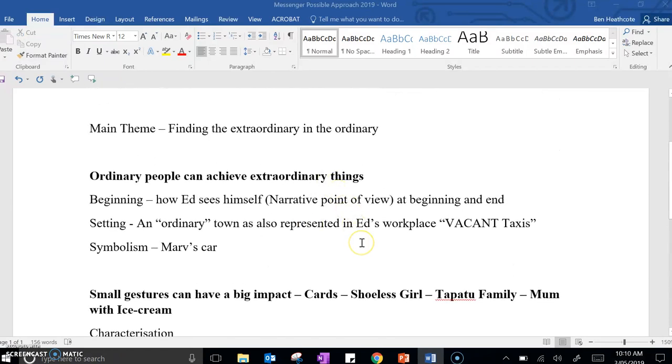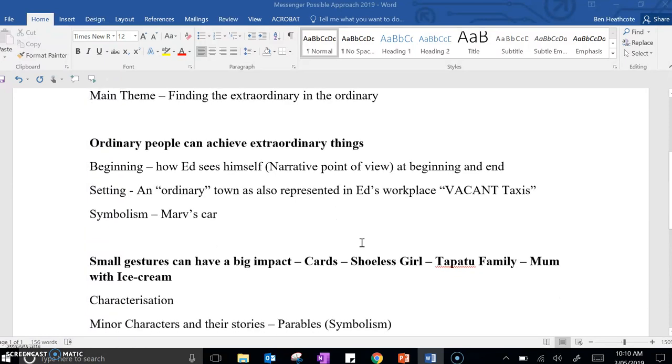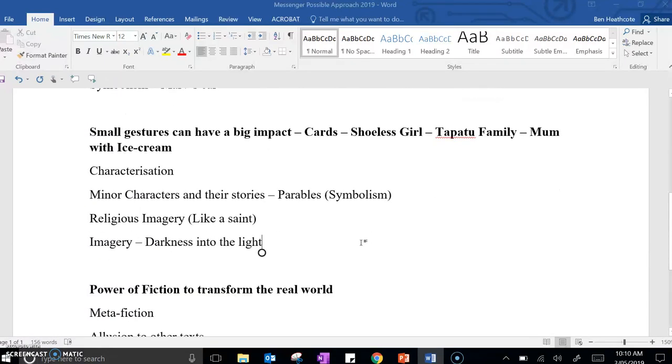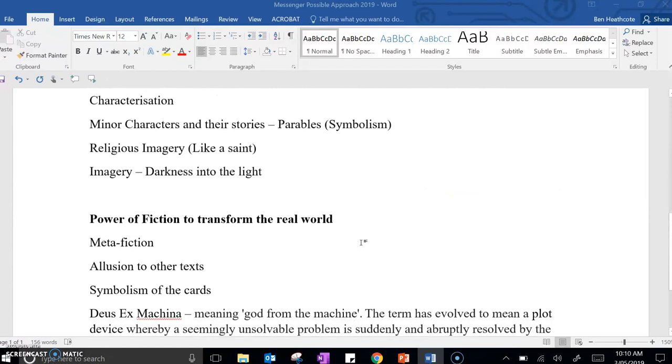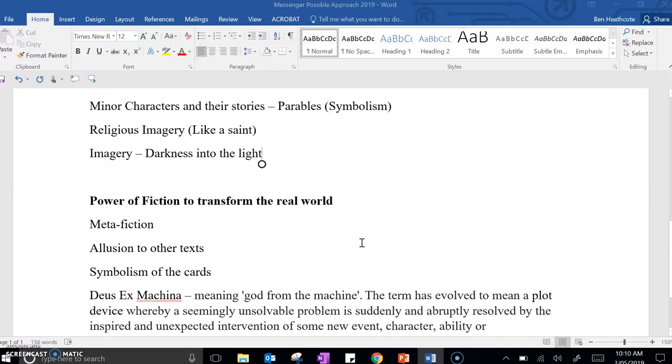But can we see there that if you're thinking about a 6-minute presentation, so about a minute and a half on ordinary people can achieve extraordinary things, a minute and a half on small gestures having a big impact. Again, this is a potential structure for those when you're thinking about how you might go about doing it.